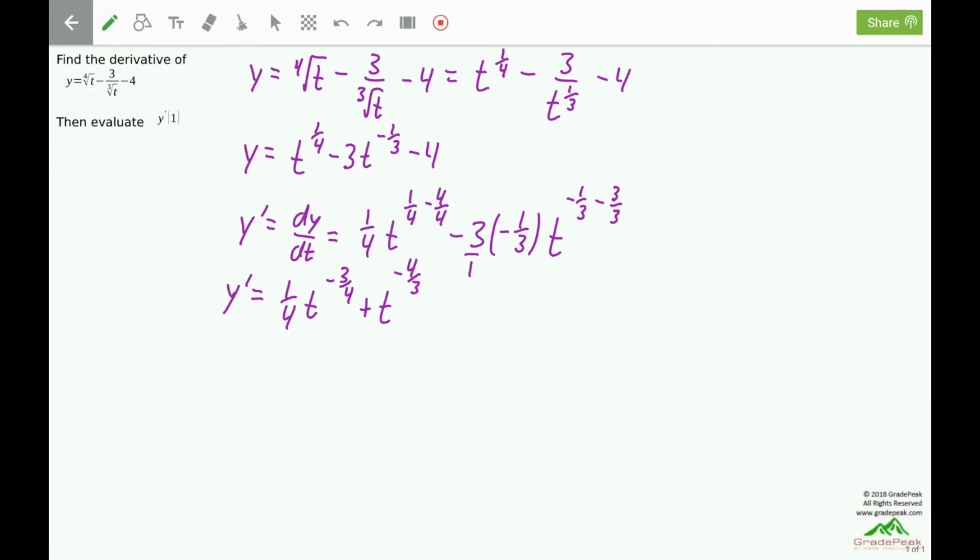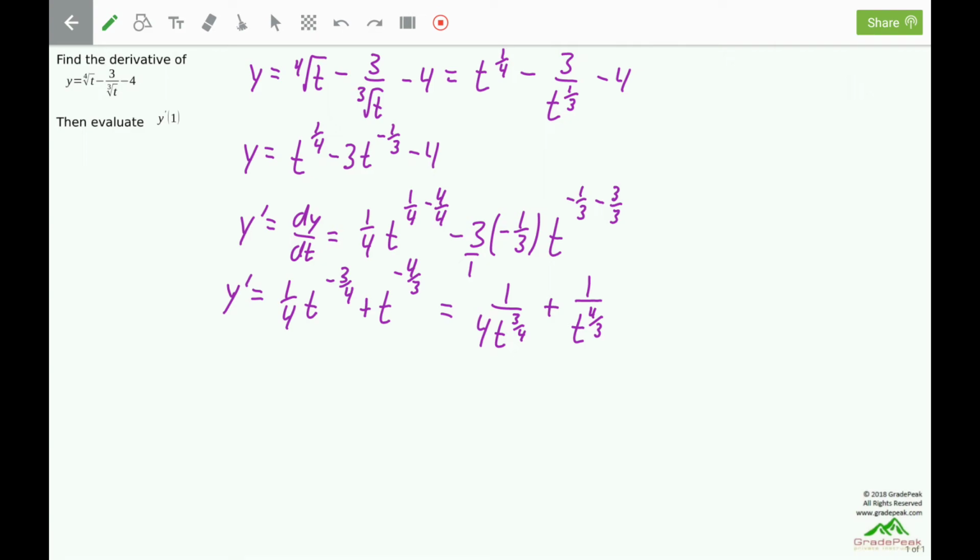Since these exponents are negative, we can rewrite these by putting them in their respective denominators. That first one, the t to the 3/4, will go in the denominator with the 4 that's already there. So 1 over 4 t to the 3/4. The second term can move to the denominator, which will leave a 1 in the numerator, and it'll be t to the 4/3. There's our derivative.